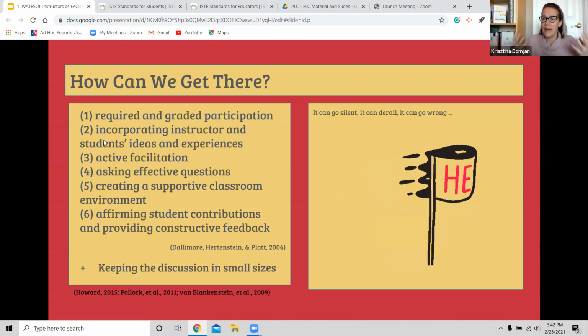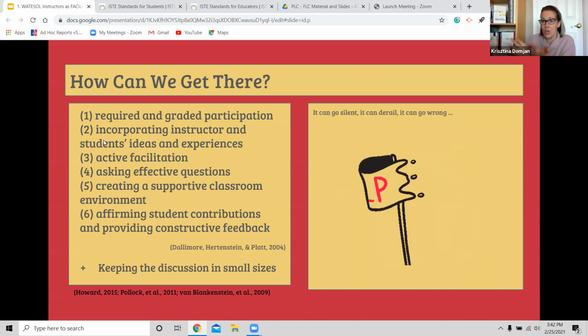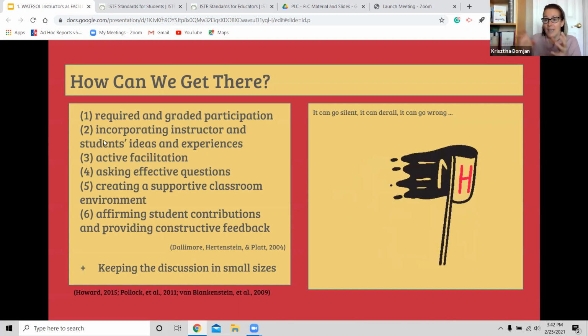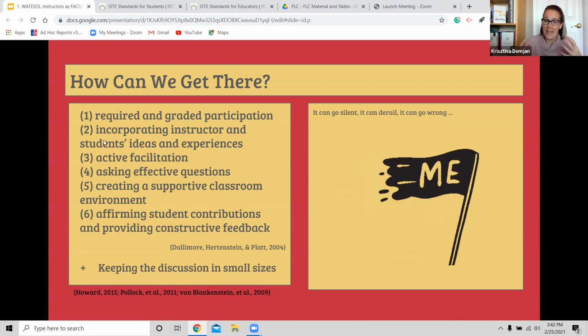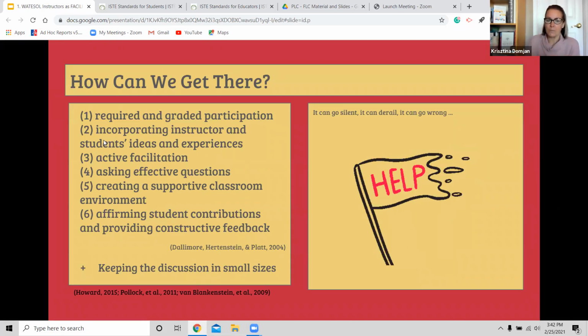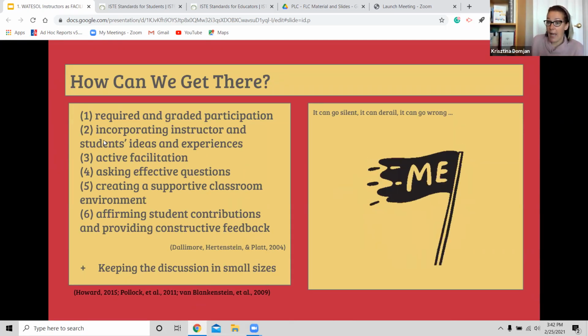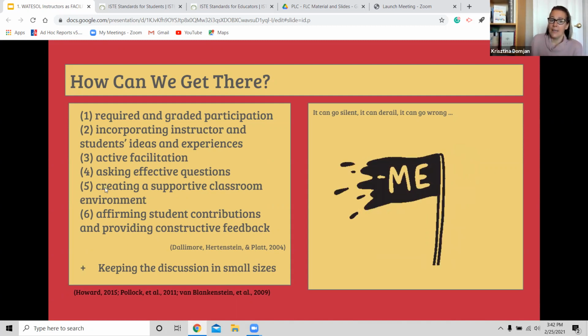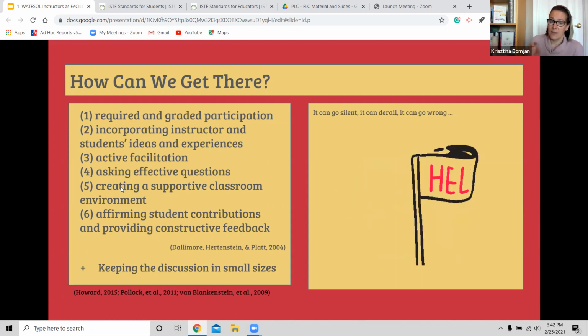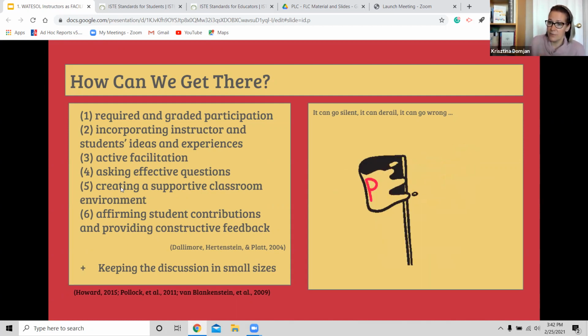It's almost like you're a director and the students are on the stage. Okay, now you respond this way. Now use your body language. So be a very active facilitator. Teach students to ask good questions. And it's very important that the classroom environment is supportive.